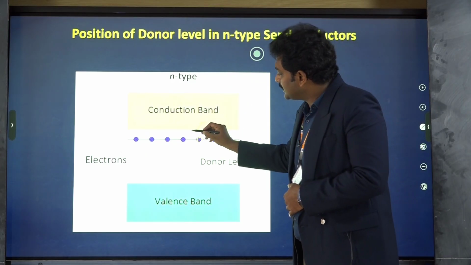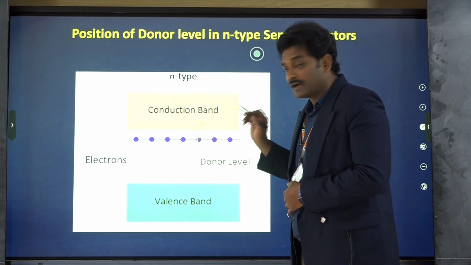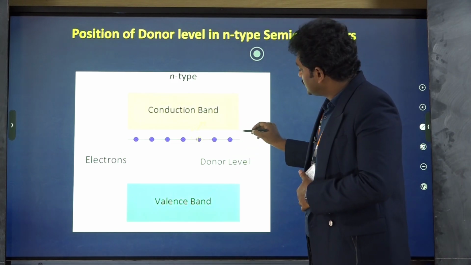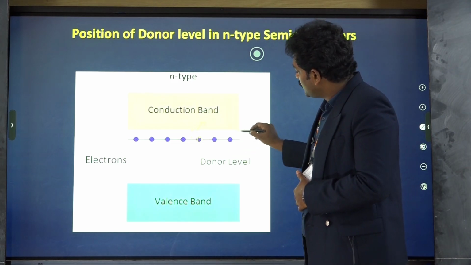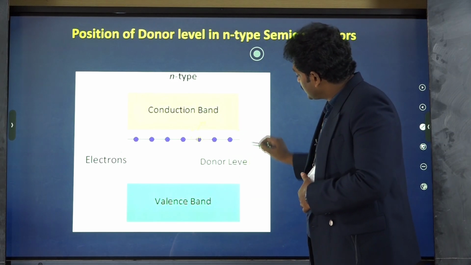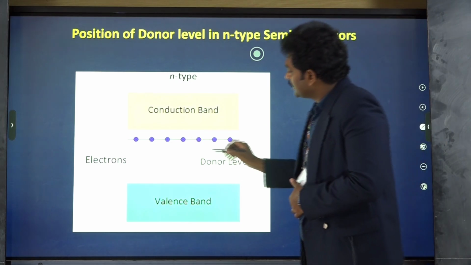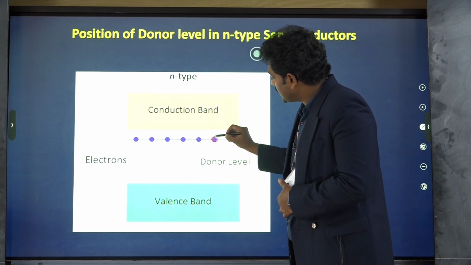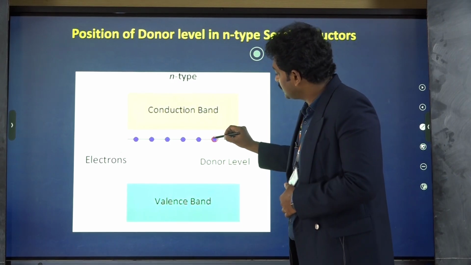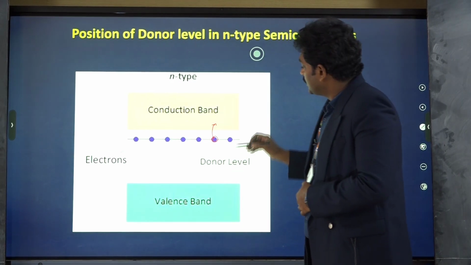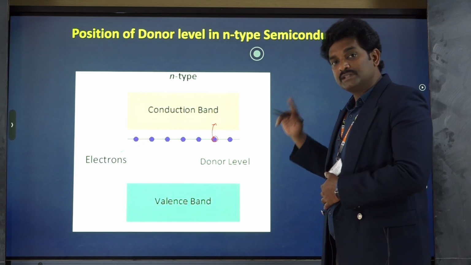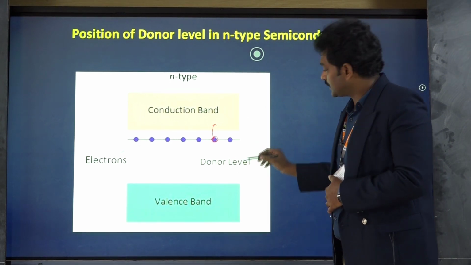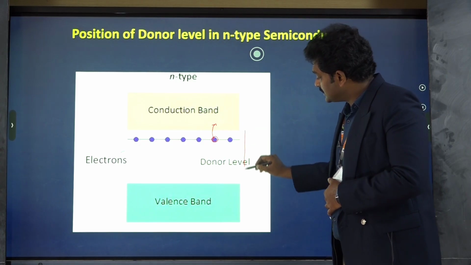So the energy required for a phosphorus atom to give an electron to the conduction band is very less. This is very low energy compared to the band gap. So at very low energies, what is happening? At very low energies itself, this phosphorus atom is giving that fifth electron to the conduction band. Now keep on increasing the temperature and you reach a certain temperature where the silicon bonds will break. That is a very high temperature. That is this temperature.